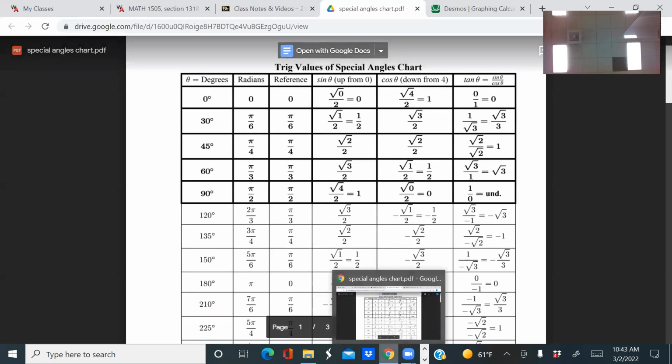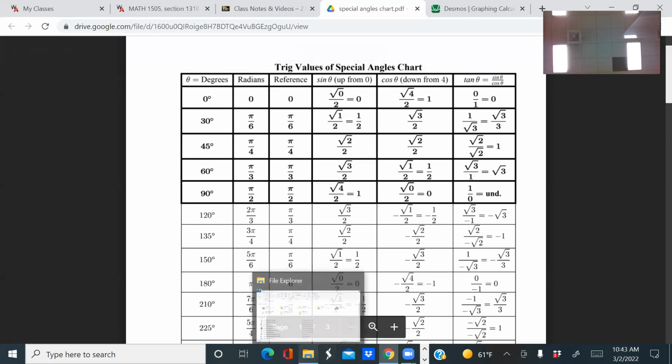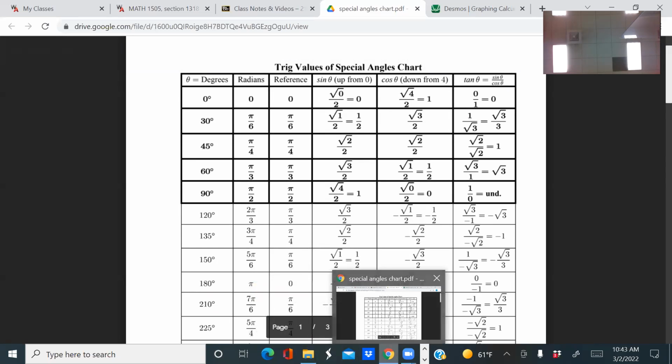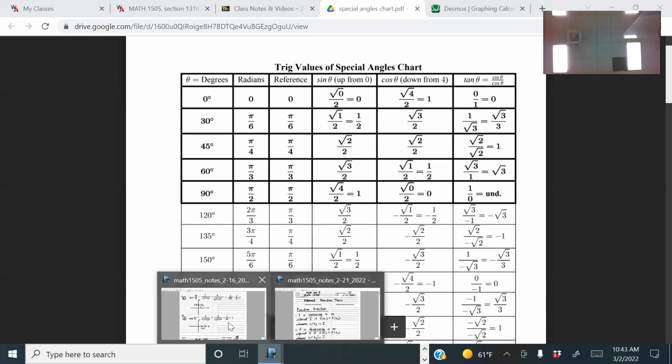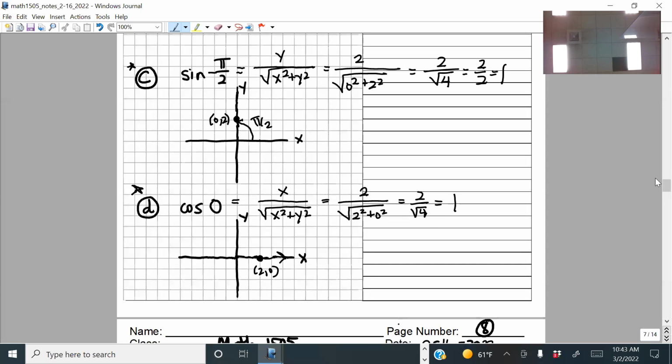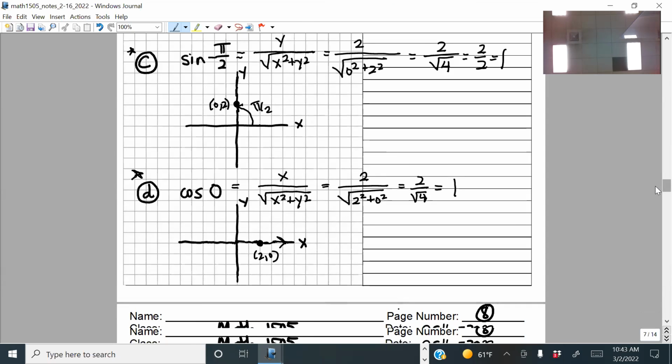All right, well, now let's get back to where we were, and let's talk about computing sine and cosine in general. So let me scroll back.